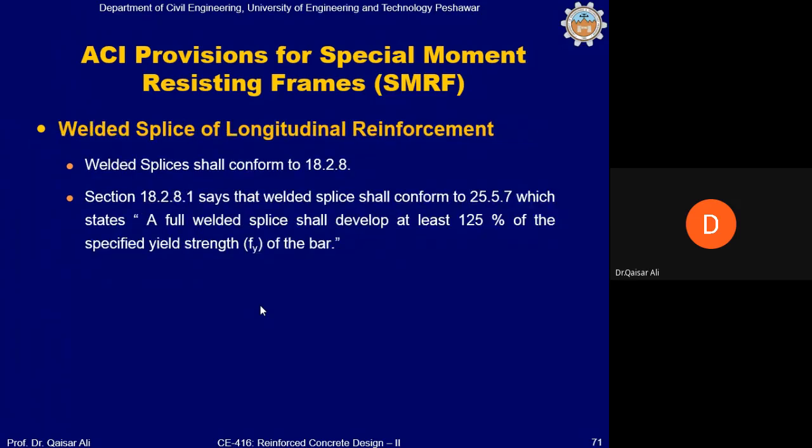Similarly, welding is also allowed, but the welding is allowed in all those locations where lap splice is allowed. And the criterion, again, for the welded splice, the strength of the welded splice shall be at least 125% of the yield strength of the bar.